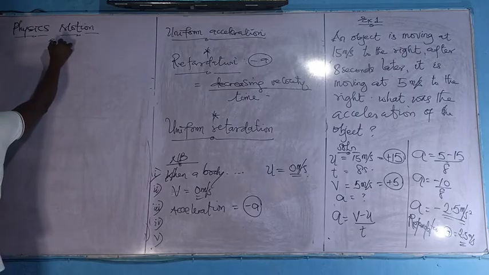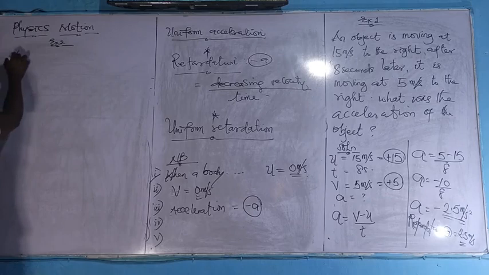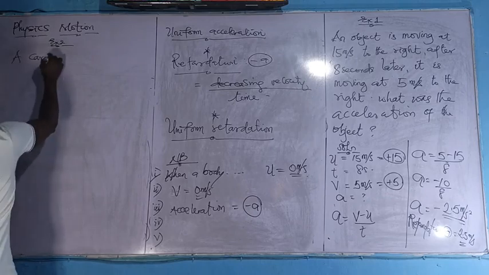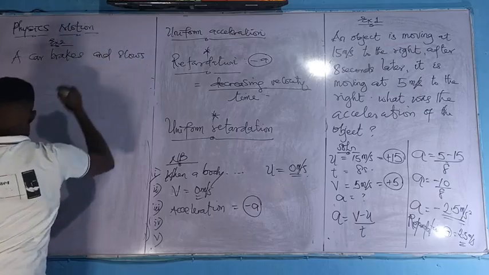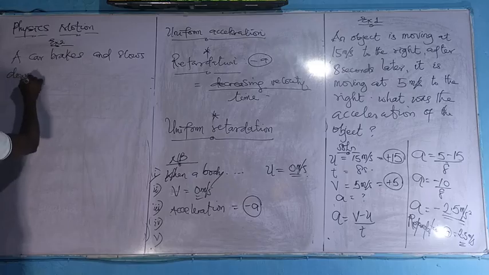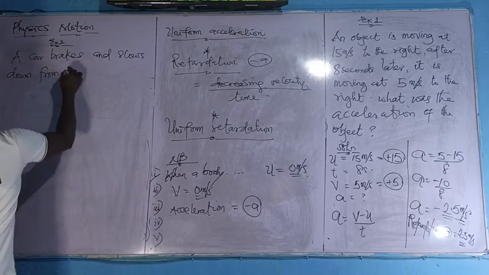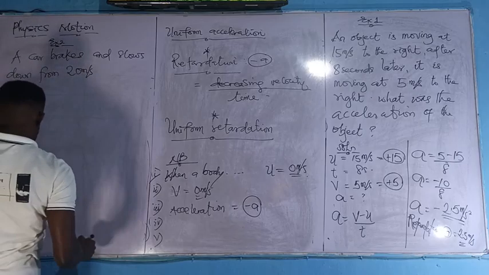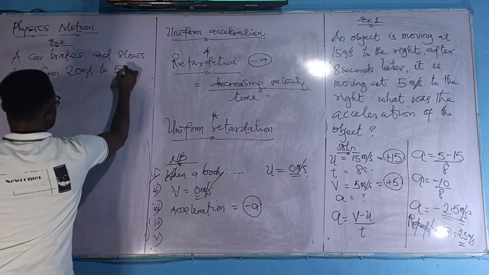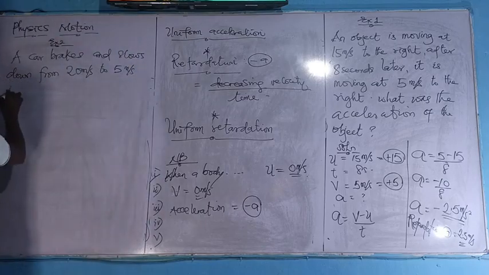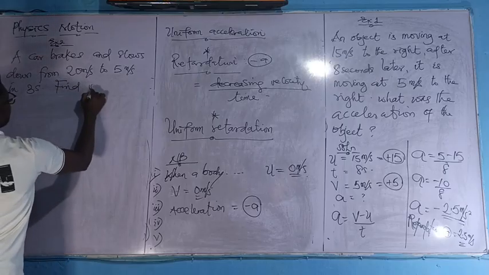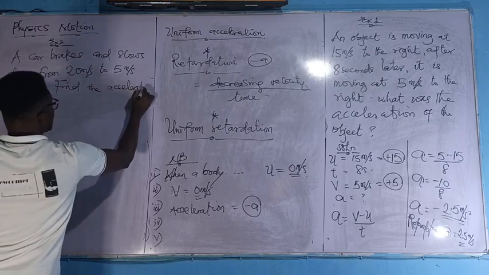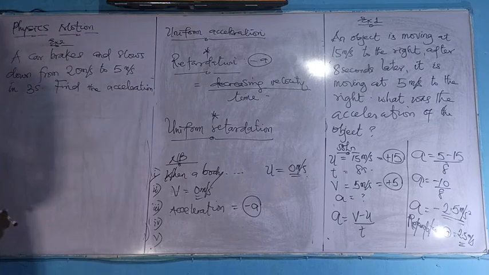So exercise 2: a car brakes and slows down from 20 meter per second to 5 meter per second in 3 seconds. Find the acceleration.